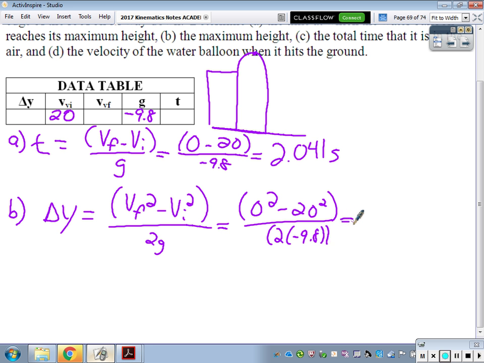Please, I'm still seeing some of you trying to calculate this in chunks. Plug it in as the entire string. Open parentheses, 0 squared minus 20 squared, close parentheses, divided by, open parentheses, 2, open parentheses, negative 9.8, close, close, enter. Okay? Do it all in one fell swoop. And Jacob, when you have a quality answer, as I know you've got, let me know.